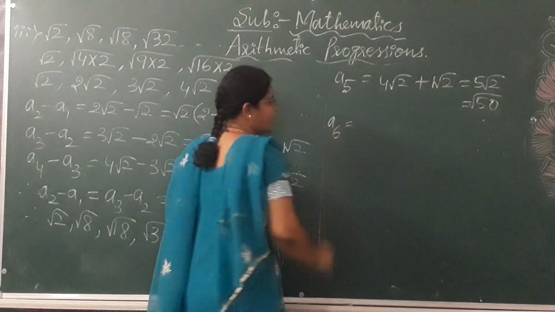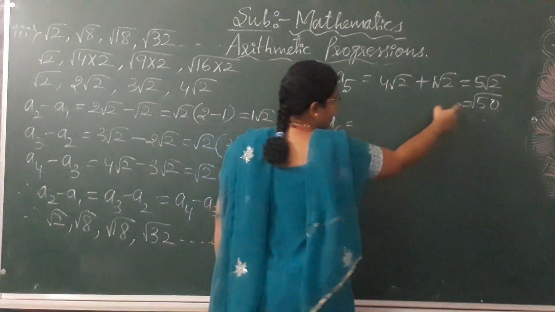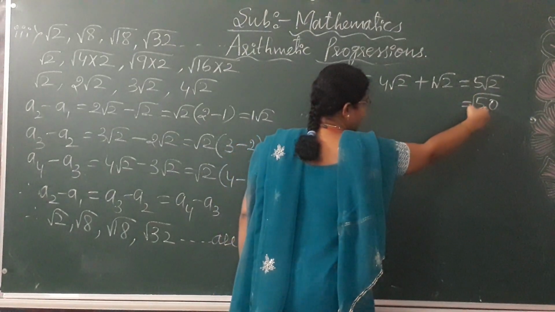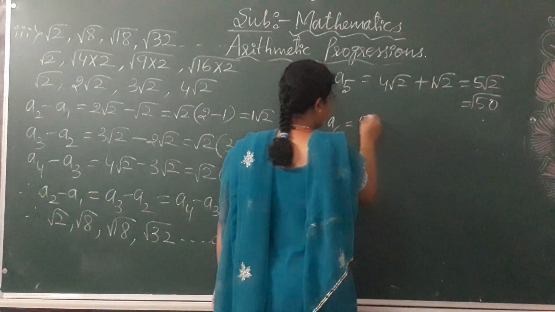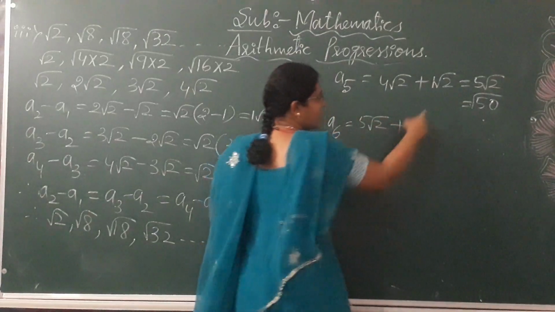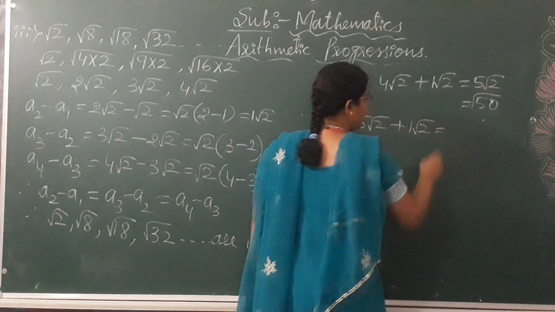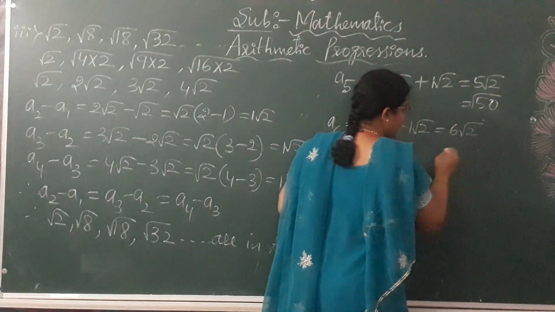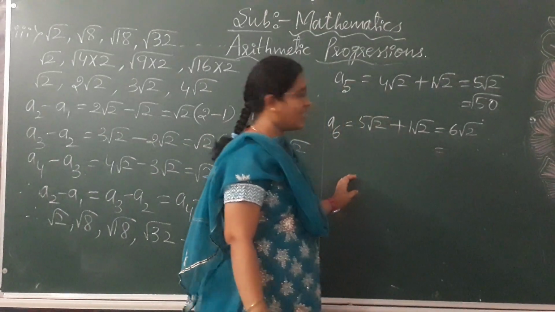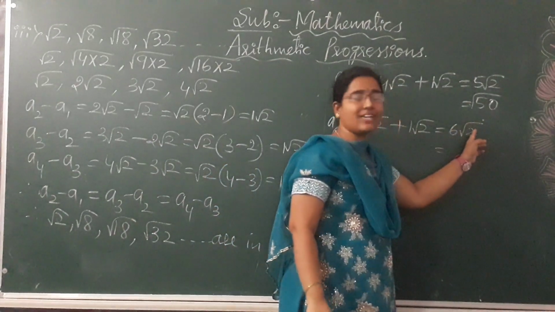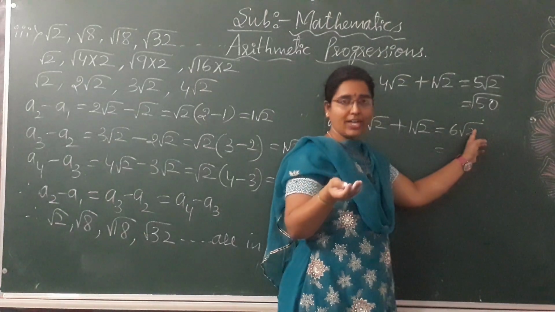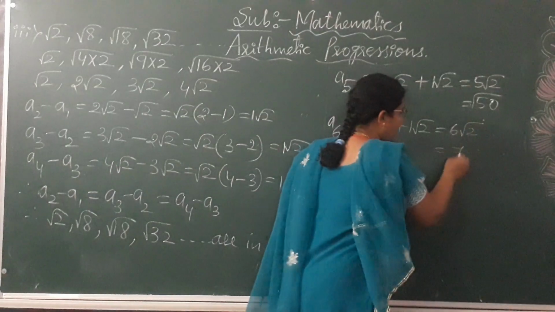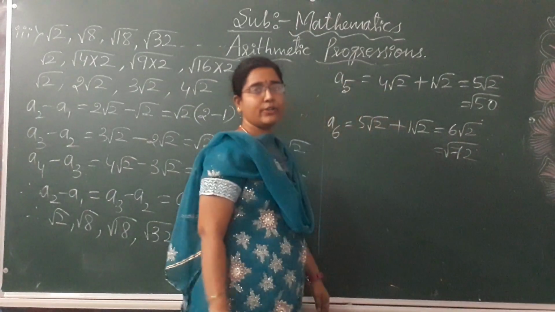Next, find the 6th term. The 6th term equals the 5th term plus the common difference. The 5th term will be root 50. Instead of this, I am taking 5 root 2 plus the common difference, 1 root 2. Add these two numbers, we will get 6 root 2. 6 root 2 is nothing but, taking 6 inside the root, it will be a square number. That is, 6 square will be 36. 36 times 2 is root 72.